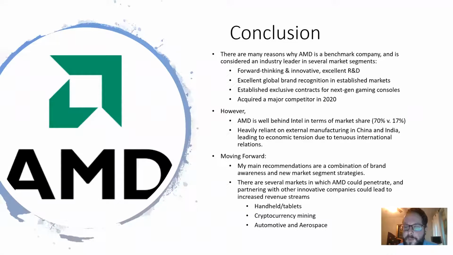So moving forward, my recommendations are really a combination of brand awareness, in terms of increasing their advertising budget, and new market segment strategies, in terms of penetrating these new markets that I have identified. The three major ones being the handheld tablets market, the cryptocurrency mining market, and automotive and aerospace.